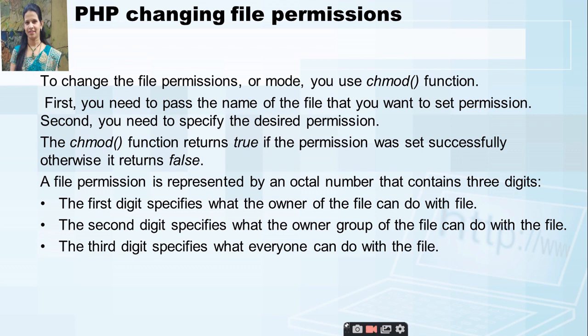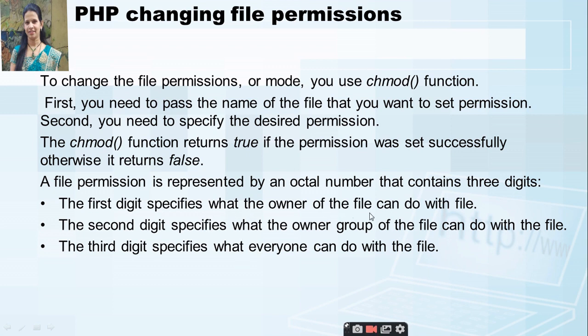For this syntax, we are using just the file and the mode. A file permission is represented by an octal number. We are using an octal number that contains three digits. The first digit specifies what the owner of the file can do with the file. The second digit specifies what the owner group of the file can do with the file, and the third digit specifies what everyone can do with the file. These are the three digits.